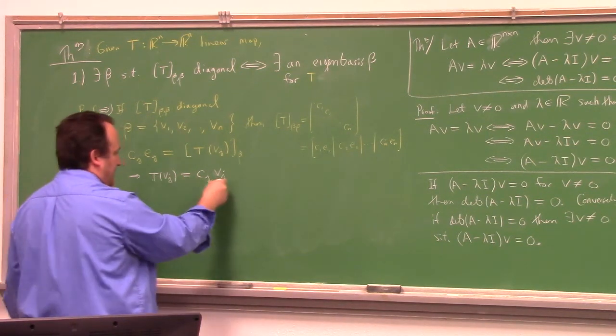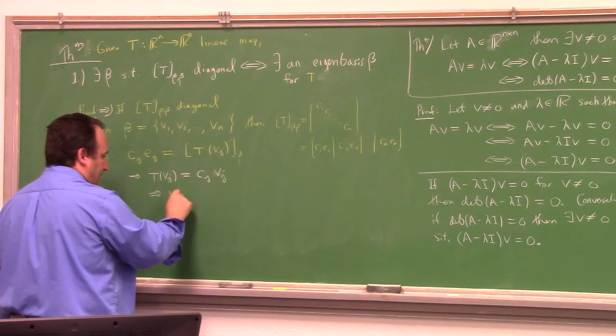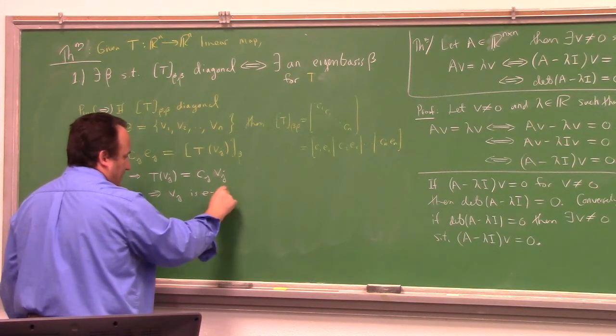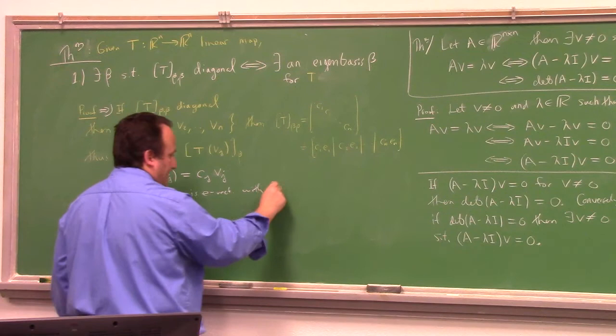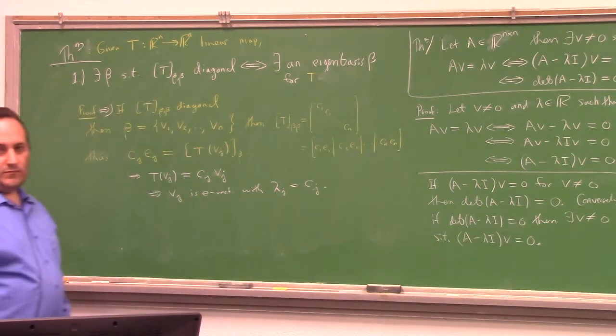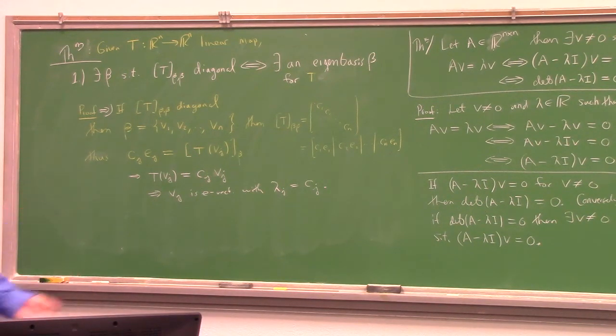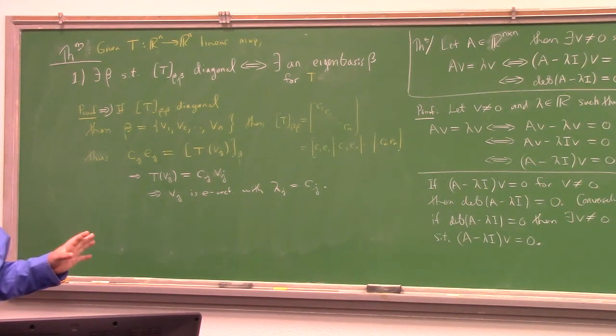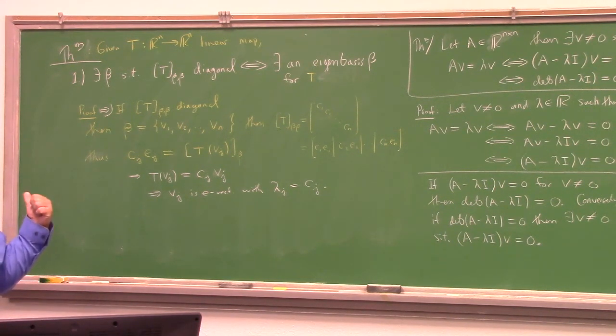Now, this says that vj is an eigenvector with eigenvalue lambda j equal to, let's say, cj. And since that holds for j equals 1, 2, 3, all the way out to n, that means that this beta basis we're looking at is, in fact, nothing more than an eigenbasis. That's half of the proof of the theorem: the fact that the matrix is diagonal with respect to some basis means we can track back and see that every element of that basis is in fact an eigenvector for the map.